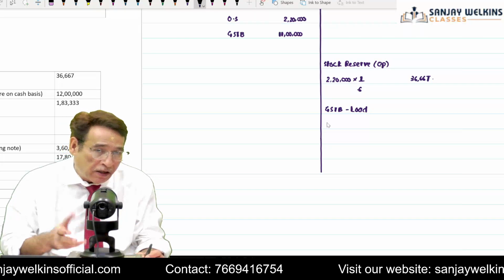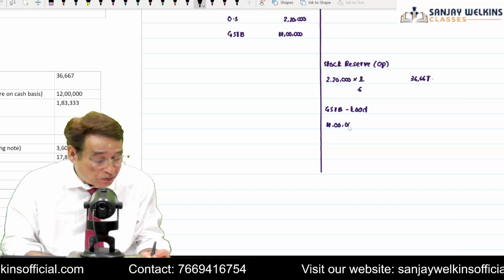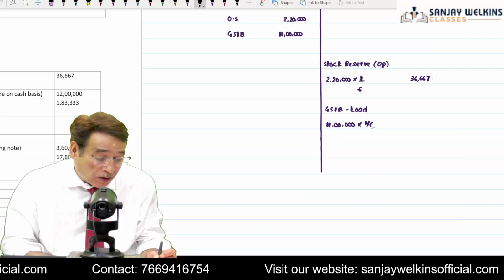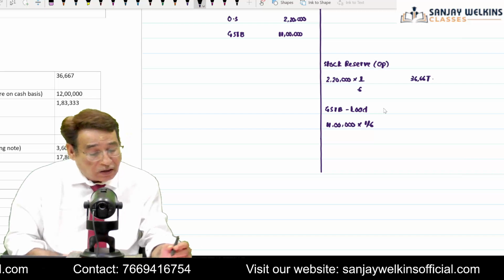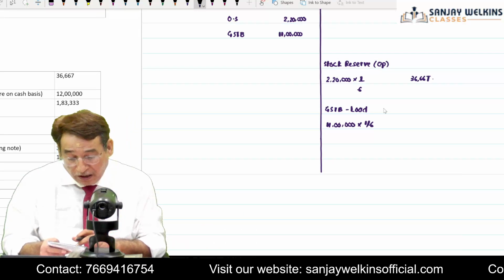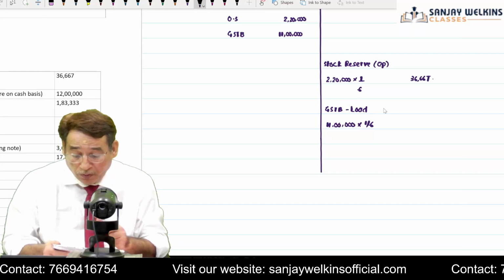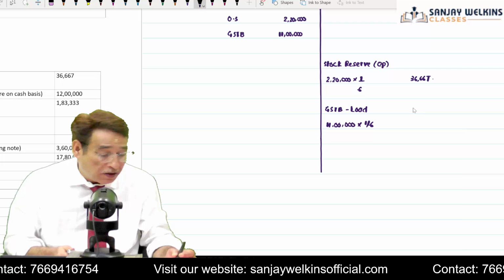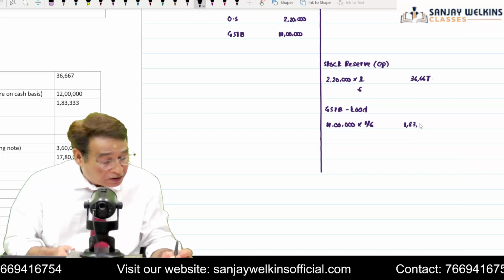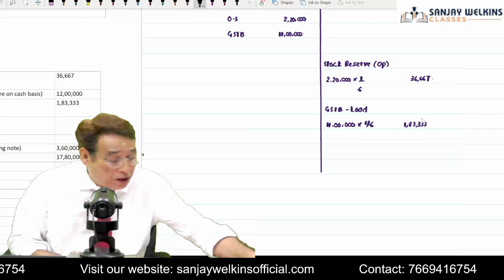I will simply write it in this manner, that is 11 lakh into 1 by 6. Once again, these figures are pretty clumsy ones. 11 lakh divided by 6 comes to 1,83,333. So 1,83,333 will be the loading of goods sent to branch account.